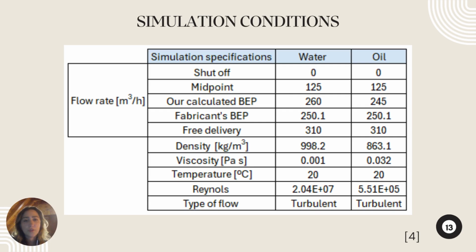For our simulations, we used the conditions shown in the presented table. We simulated flow rates for both water and oil. For the comparison, we will only analyze the five flows shown in the table. It was fundamental to calculate the Reynolds number to know which flow to simulate, which we determined using the analysis reported by Ivan. As a result, we obtained a turbulent flow for both fluids.